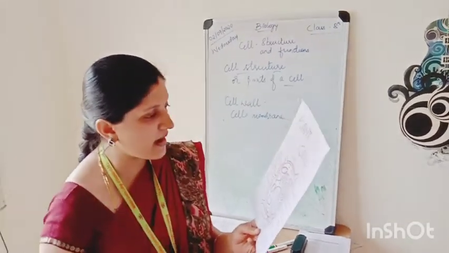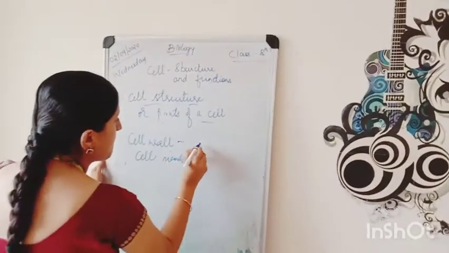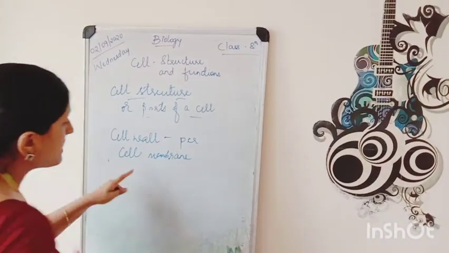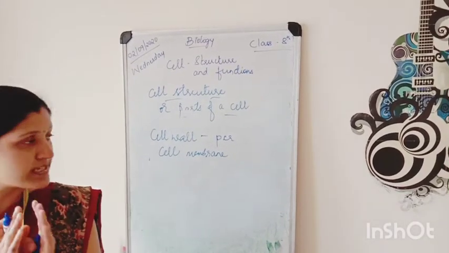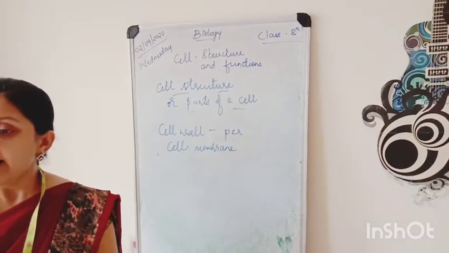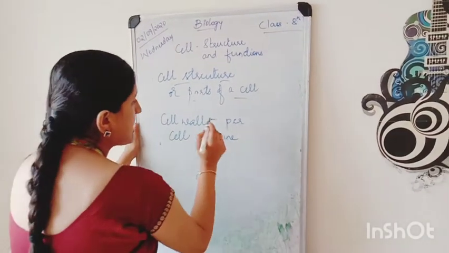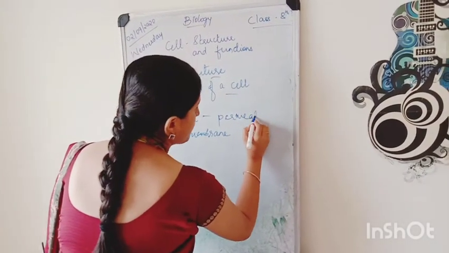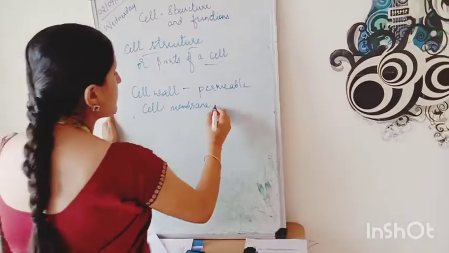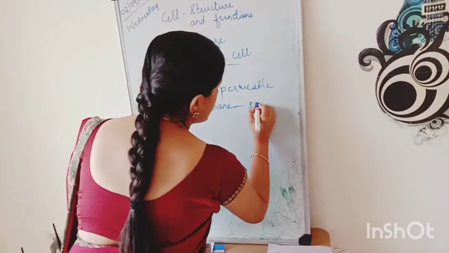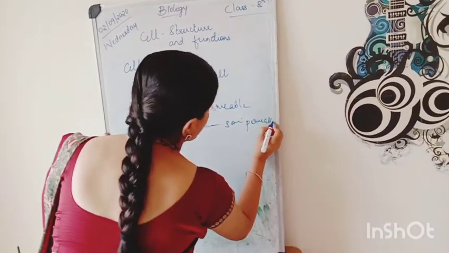Then the main difference is this one: cell wall is completely permeable. We studied that cell membrane is semi-permeable. That means it allows only certain particles to enter. It does not allow every other particle to enter. Whereas cell wall is permeable. That means it allows everything that comes into it. And cell membrane is semi-permeable.